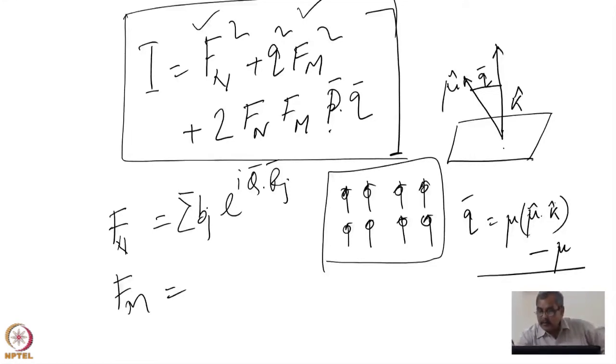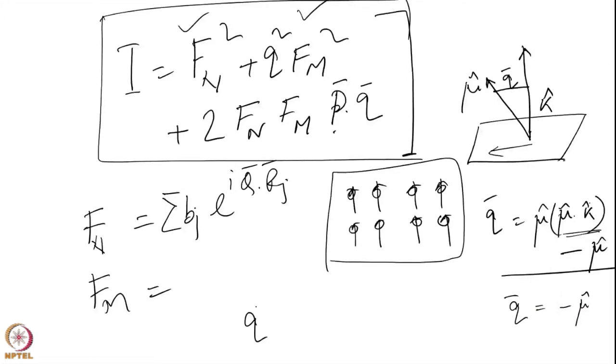In case the magnetic moment is in plane, then you can see that mu dot k will be 0, and Q is equal to minus mu, the unit vector. So Q square is equal to 1, and Q is equal to plus or minus 1, when I have the magnetization vector in plane. In that case, you see I have got several cases. P dot Q can be plus 1 or minus 1.